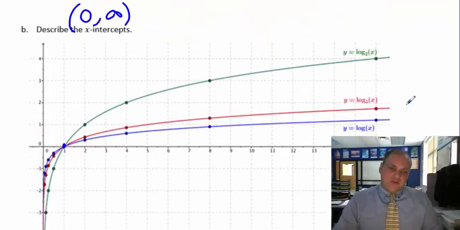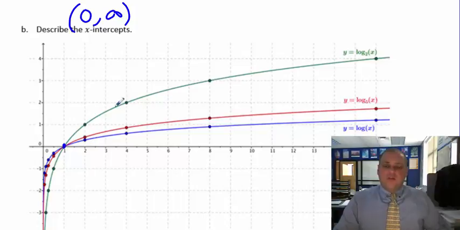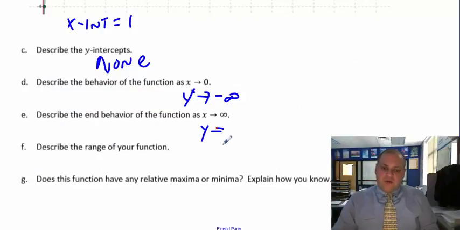so as x goes this way, what's it doing? Well, it's going to infinity. It's going slow, but it is going slowly to infinity. So the end behavior would be y approaches infinity. And again, we've done end behavior for other types of functions. Now we're just looking at it for these log functions.